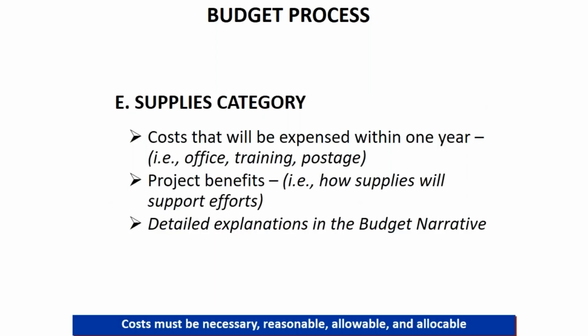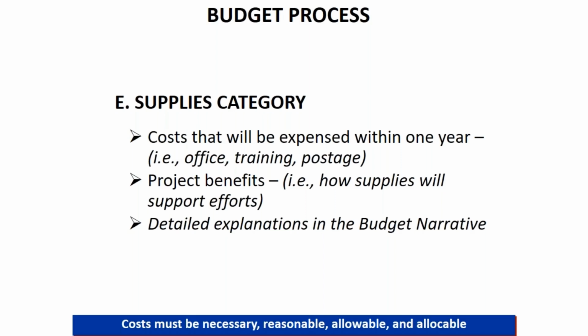So the next category is the supplies category. The supplies category are expendable items. Those items will basically be expendable within 1 year. Also in the supplies category will be those pieces of equipment that fell under your capitalization threshold.